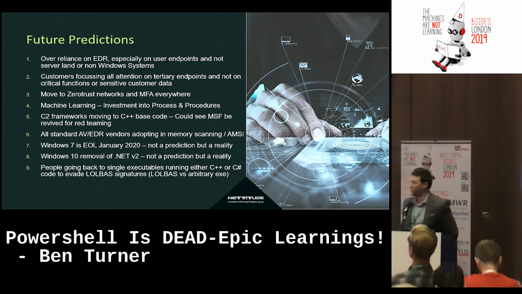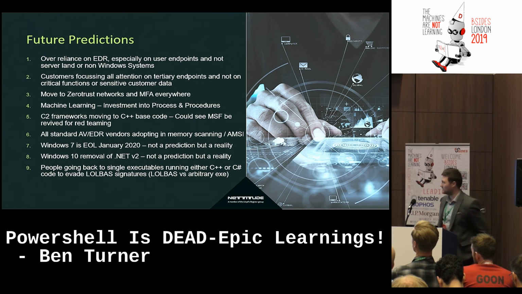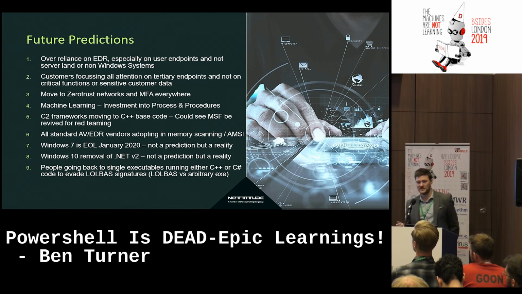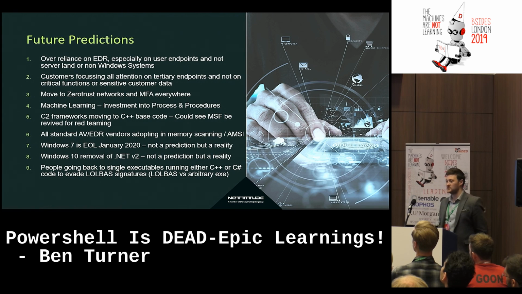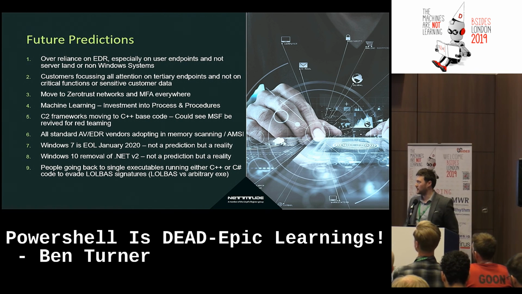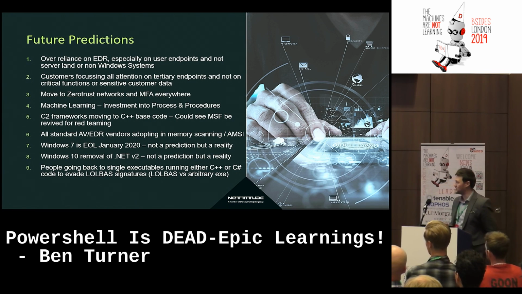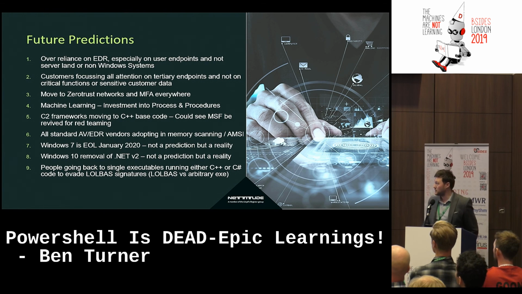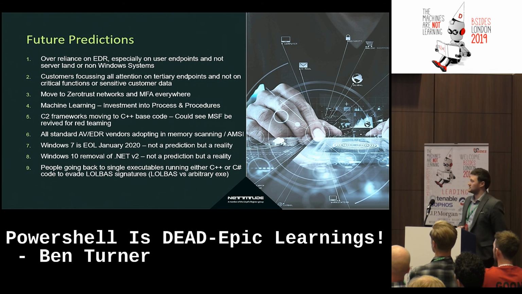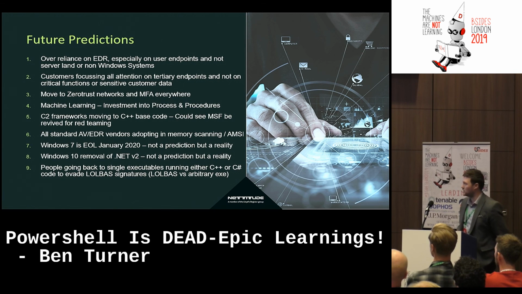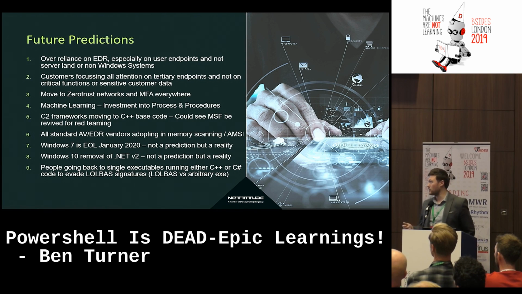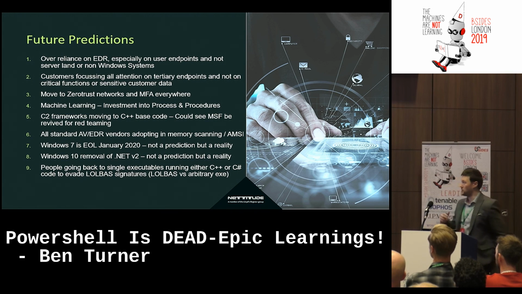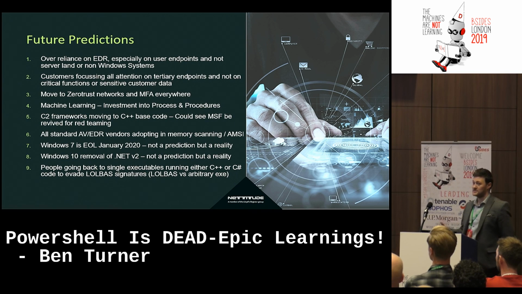Yeah, so just some future predictions. As Rob said, there's a bit of an over-reliance on EDR. It's not the silver bullet. Customers are focusing all their attention on the endpoints and not the critical data, so we're probably going to see a push to make sure that's all logged and monitored. A bit of a move to zero trust networks and MFA everywhere. Machine learning, so a lot of investment into people and process. If you understand your processes internally, an attacker isn't going to know those processes.